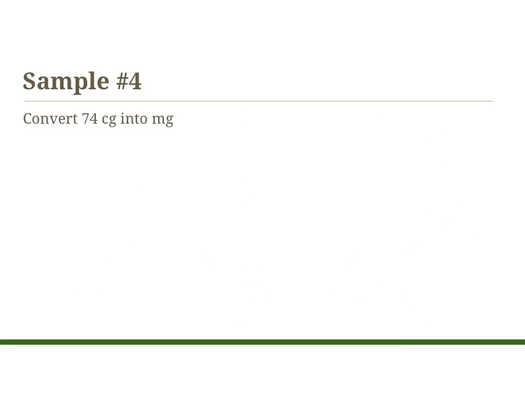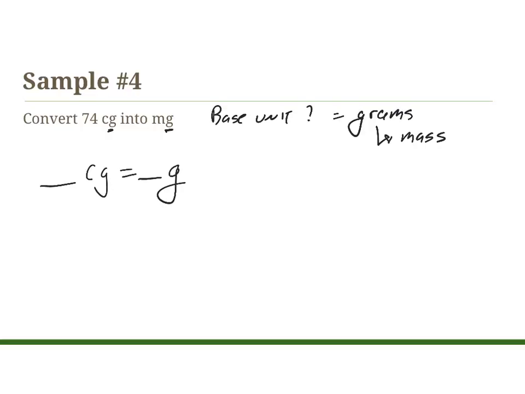This time I'm going to go from centigrams to milligrams. So going through the same process, I'm going to identify that the common base unit is grams, which is the unit of measurement for mass. Now I'm going to go from centigrams to milligrams. Well, here's how I would like you to do that. I would like you to convert centigrams to grams and milligrams to grams. I would like you to do it in these two steps. Don't try to do it all in one, okay?